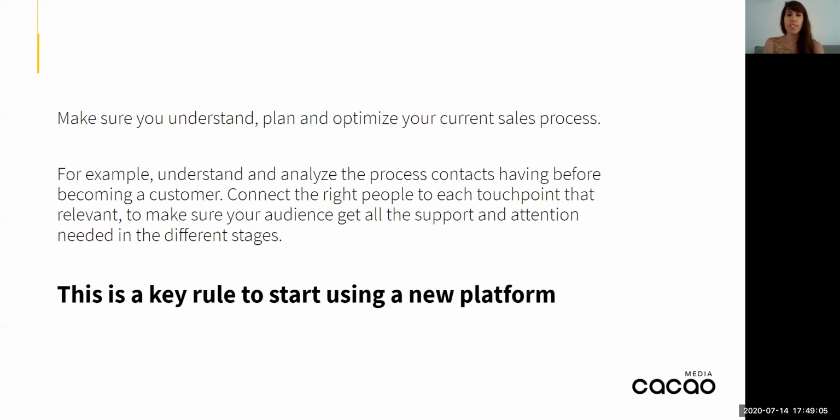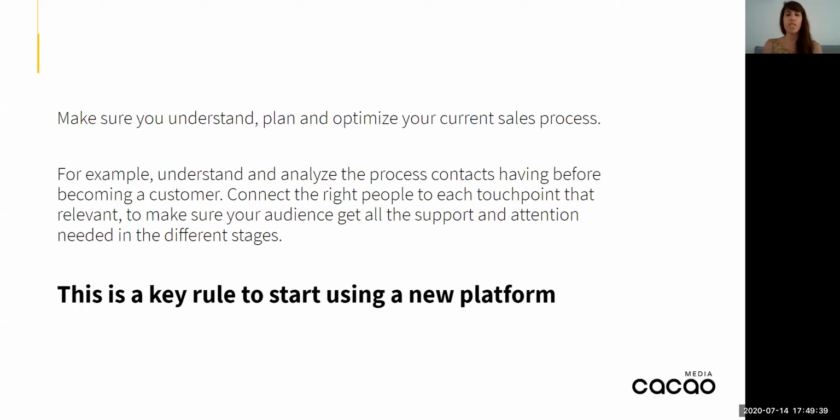Make sure you understand and plan, of course, the different stages of the pipeline. This is the key rule to start using any new platform, not just HubSpot. Even if you decide later on to go back again to a different kind of system. For example, if you understand and analyze the process of contacts you had before and how they became customers, this is the time for you to really think how you're going to make more contacts like this become customers.